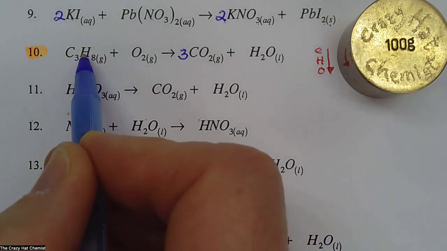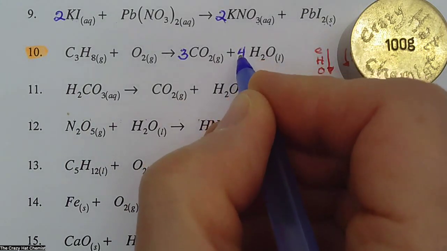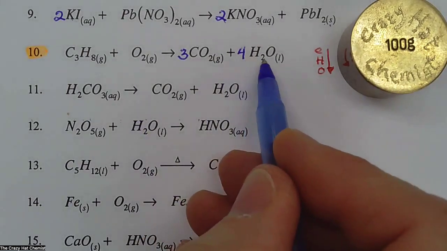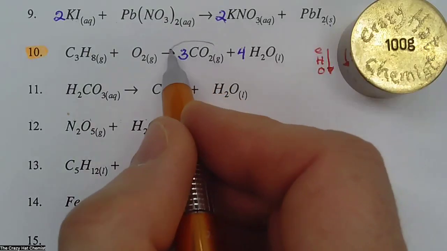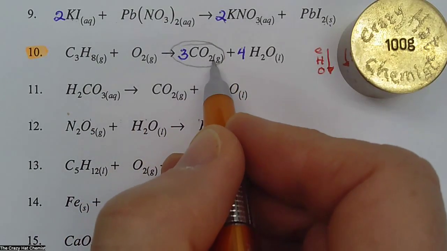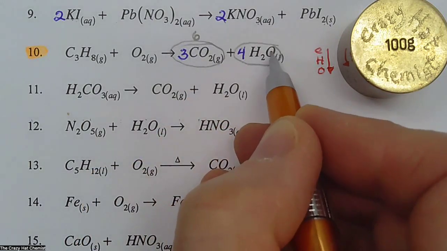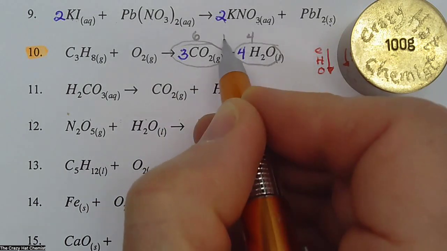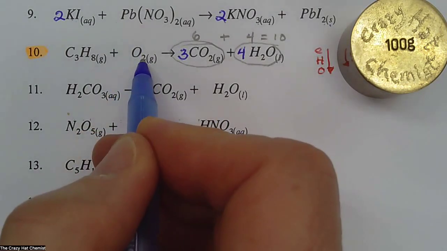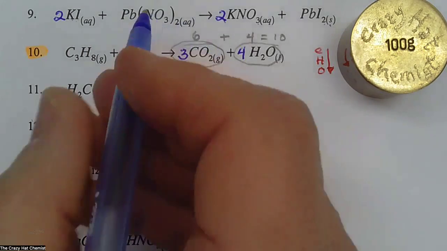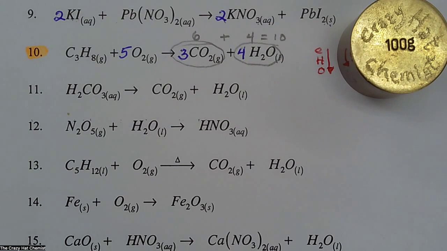There are 8 hydrogens on the reactant side and 2 on the product side. So I'm going to place a 4 coefficient on the water. That will give us 8 hydrogens on the product side. Now what we need to do is balance the oxygens. Right here, how many oxygens do I have? 3 times 2, that's 6. How many oxygens do I have here? That's 4 times 1, that's 4. I'm going to add these up. That's a total of 10 oxygens on the product side. I have 2 on the reactant side, and I want there to be 10. So I want to place a 5 coefficient in front of that molecular oxygen, and that will be balanced.